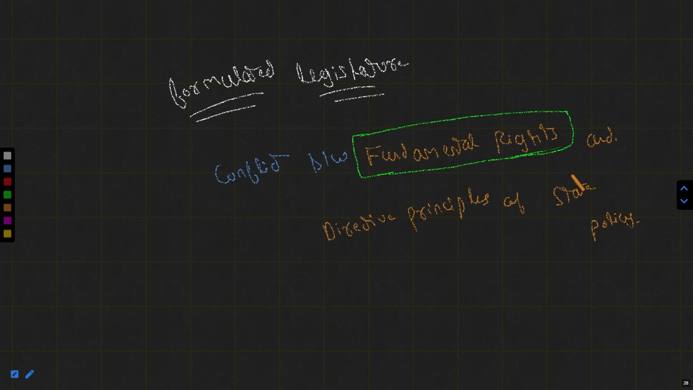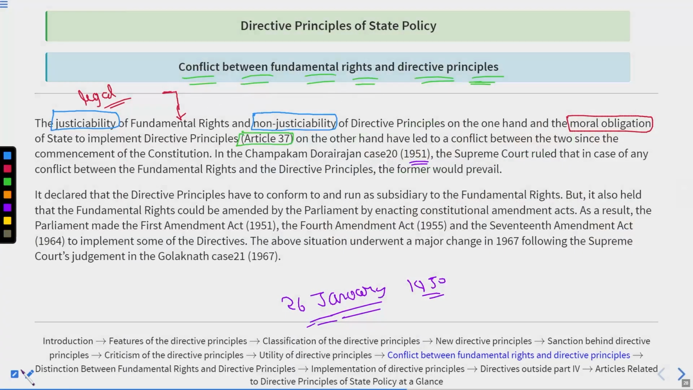So that provision had been provided by the Supreme Court in the famous case of Champakam Dorairajan, 1951. Why? Because the fundamental rights are legally enforced, whereas the directive principles of state policy are morally obligated. It declared that the directive principles have to conform to and run as a subsidiary to the fundamental rights.